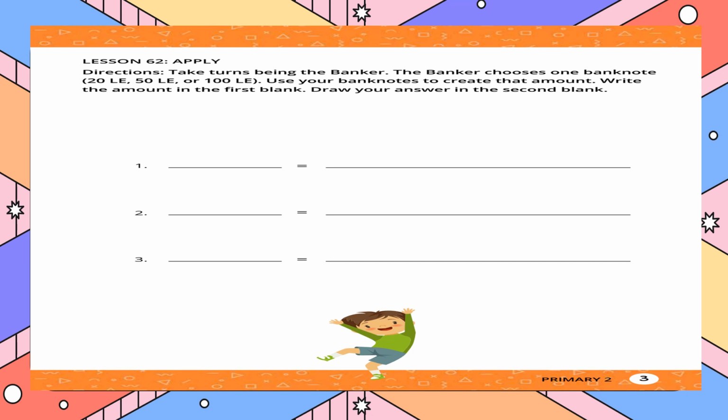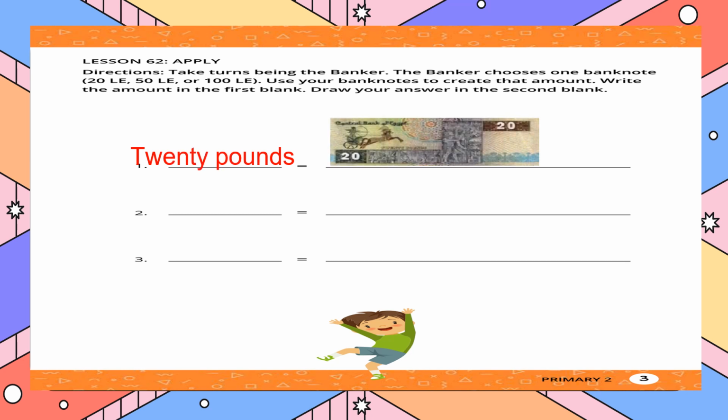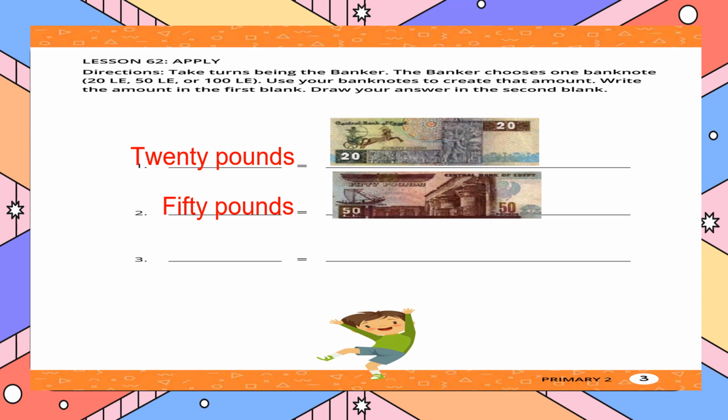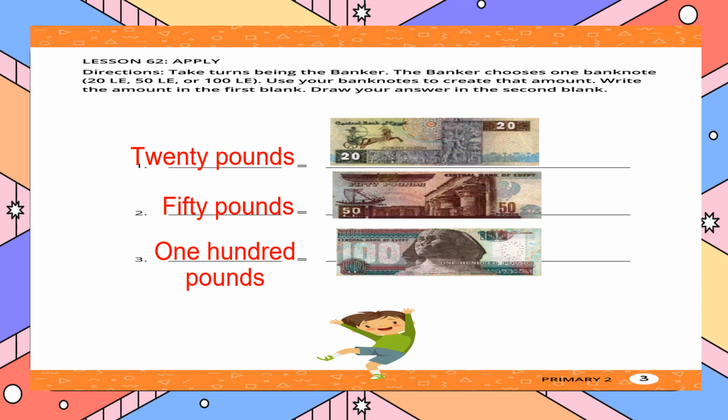First one, if we have 20 pounds or 20 LE, so we will write 20 pounds and draw the banknote. This is the 20 LE. Next one, if we have 50 LE or 50 pounds, so this is a 50 pounds. Third one, 100 LE or 100 pounds. This is a 100 pounds.